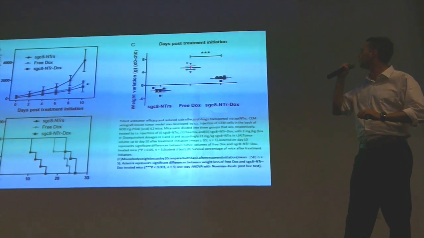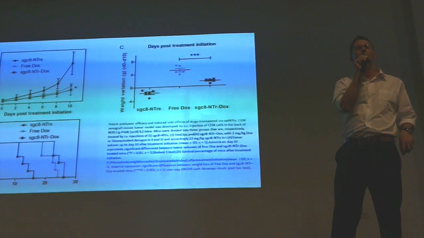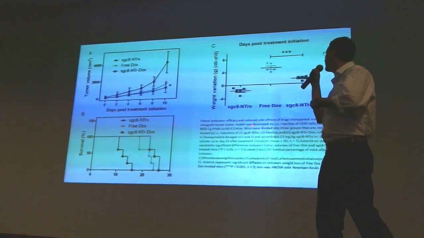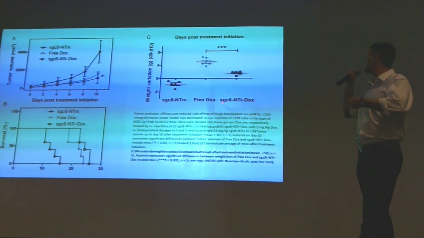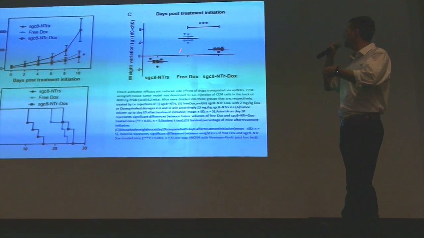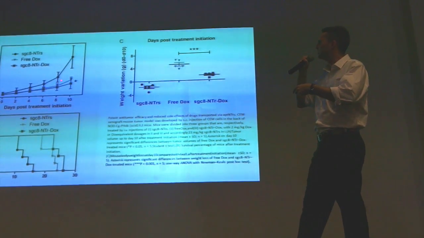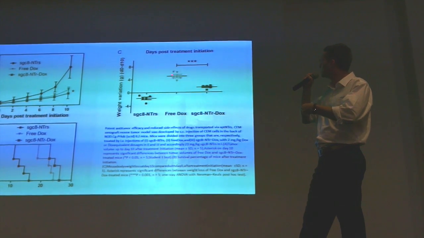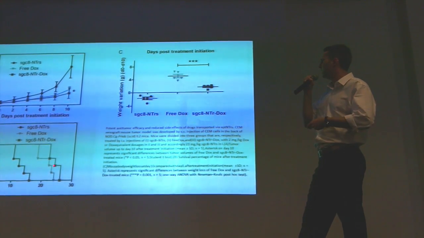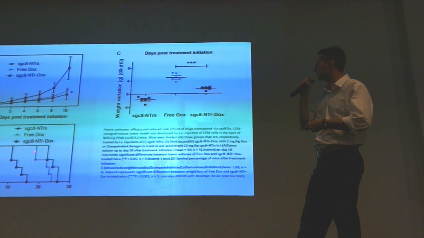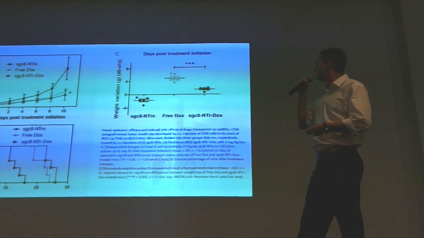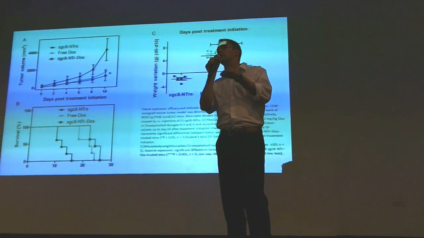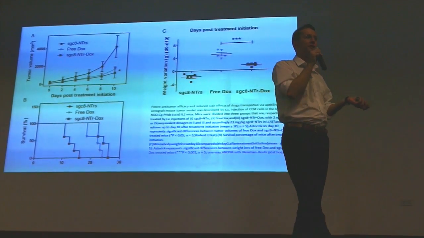For the C panel, we have measured the weight also. This one has to be optimized further, but the free doxorubicin did destroy a significant amount of the tumor volume. However, the mouse also lost a lot of weight, and the survival percentage over days was significantly less. So this is one multi-pronged approach where you're able to use the aptamers for drug-loaded, drug-guided therapy.